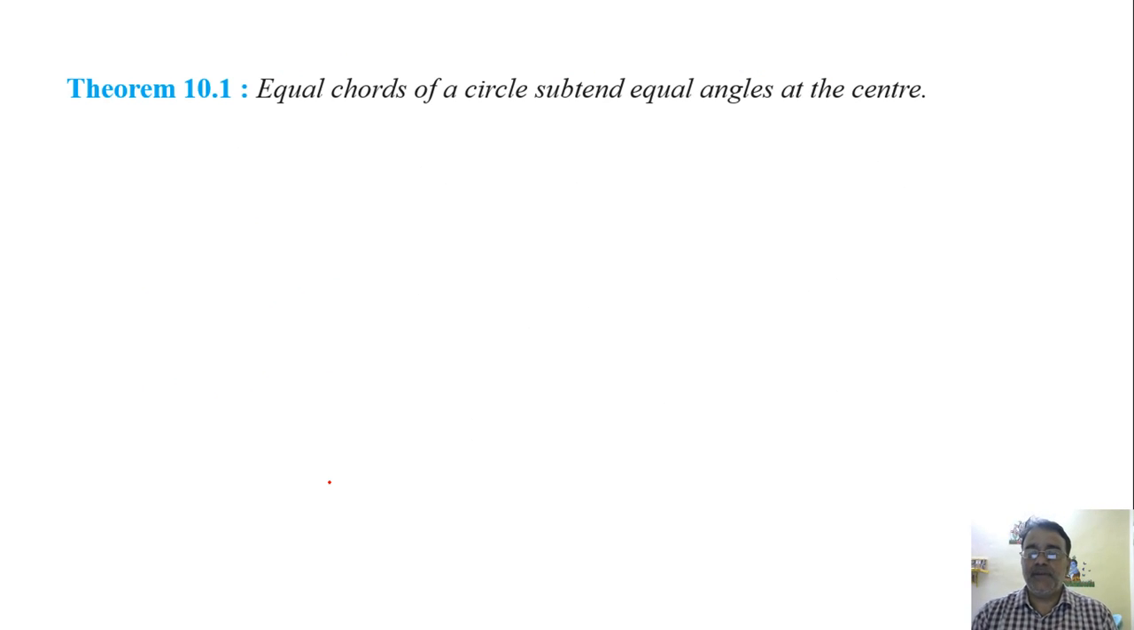Next, theorem number 10.1: Equal chords of a circle subtend equal angles at the center. So how do we prove a theorem? Write Given, To prove, the diagram, then if construction is required, construction, then proof. Completing all this will get you full marks.